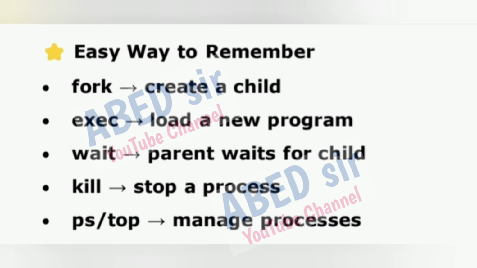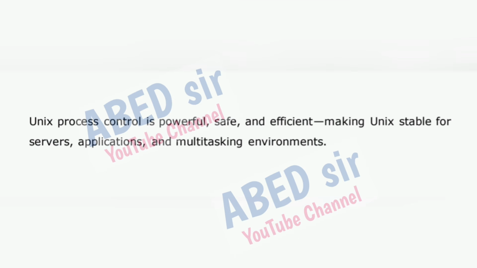Easy way to remember. fork creates a child. exec loads a new program. wait: parent waits for child. kill stops a process. ps and top manage processes. Unix process control is powerful, safe, and efficient, making Unix stable for servers, applications, and multitasking environments.